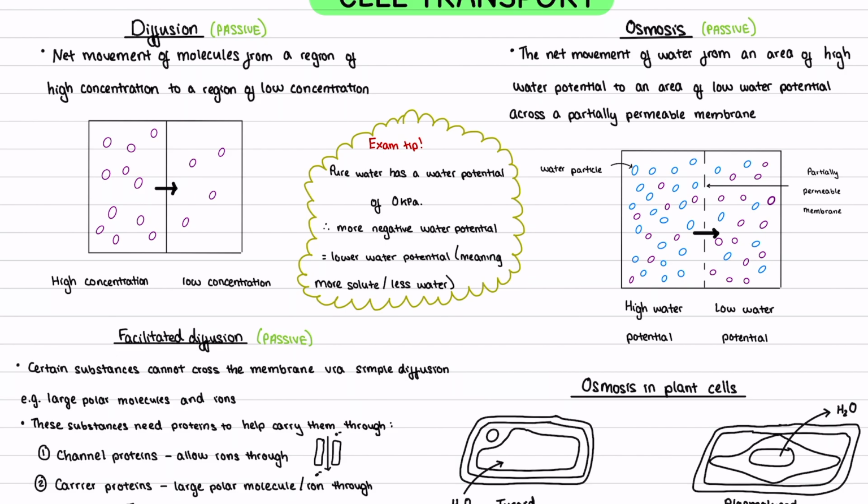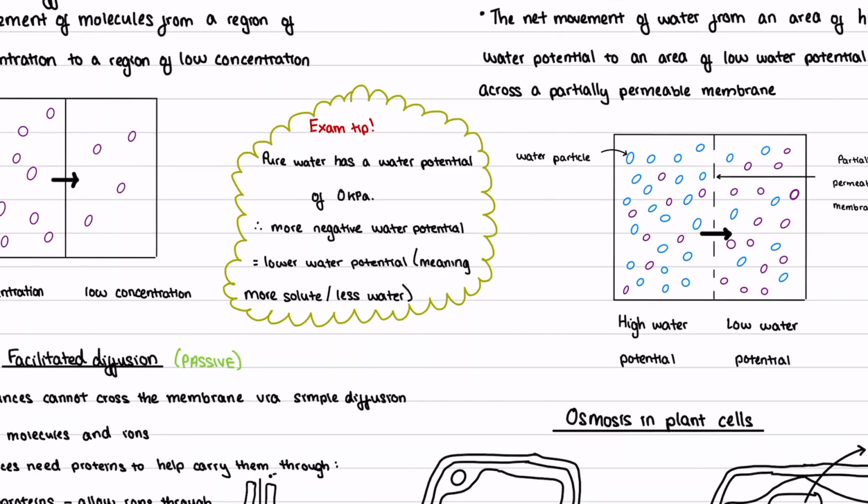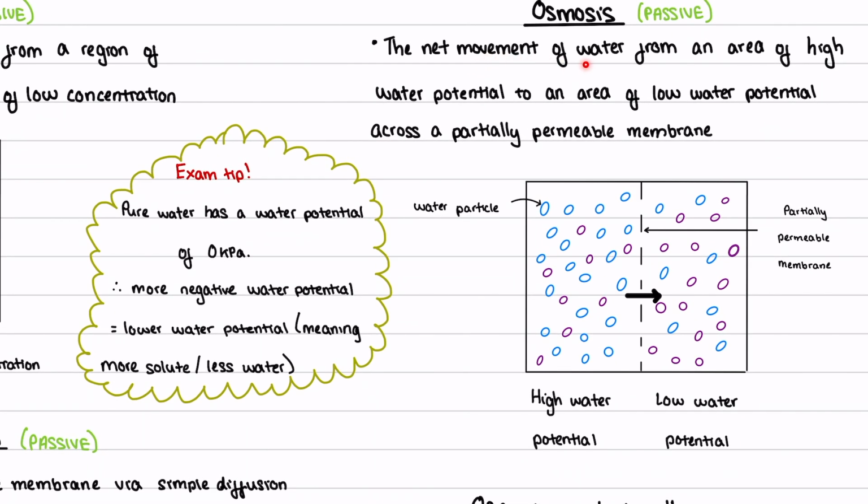So the definition of diffusion is the net movement of molecules from a region of high concentration to a region of low concentration. As you can see here, it moves from high to low. Next, we have osmosis. So the definition is the net movement of water from an area of high water potential to an area of low water potential across a partially permeable membrane.